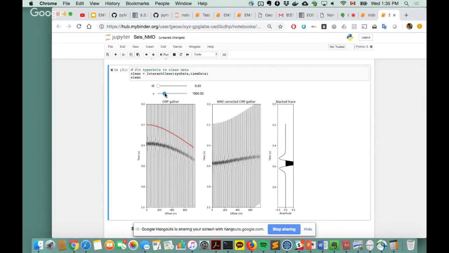Can you see where I'm doing it now? So I'm just trying to fit that, right? I'm just estimating the stacking velocity and the intercept time.